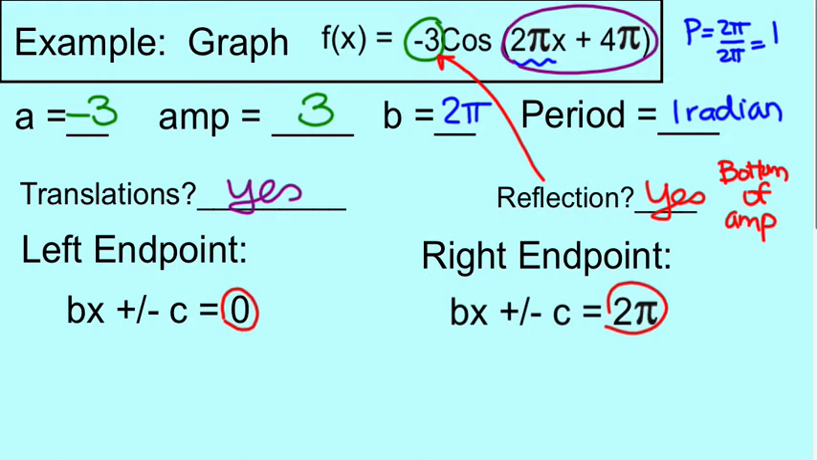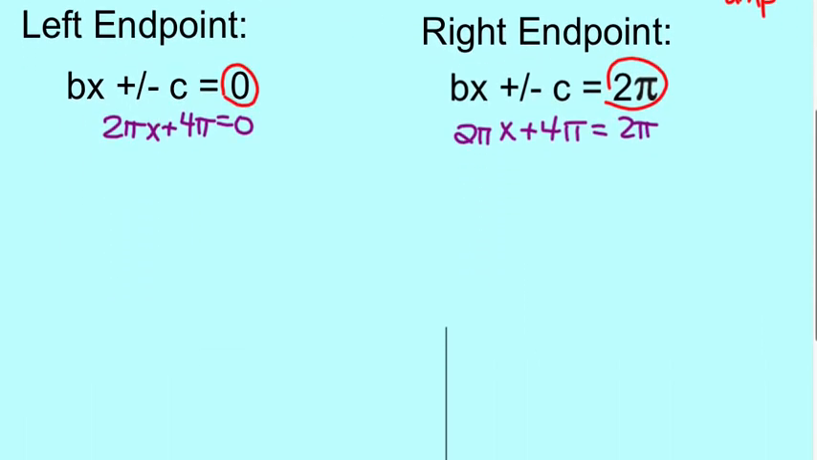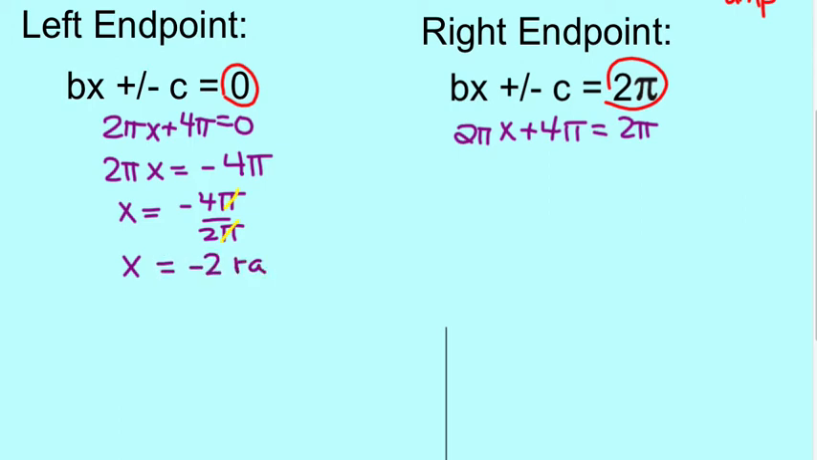So now we're going to take this purple circle and set it equal to 0 and 2 pi. So 2 pi x plus 4 pi equals 0. And 2 pi x plus 4 pi equals 2 pi. And what we do is we solve those both for x. So I'm going to subtract 4 pi from both sides. Then I'm going to divide both sides by 2 pi. So -4 pi divided by 2 pi. The pi's cancel out. And you get x equals -2 radians.